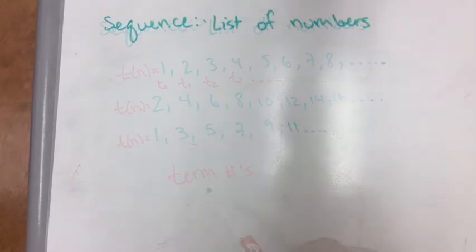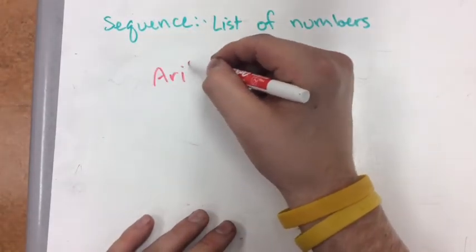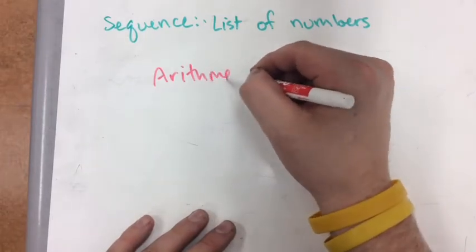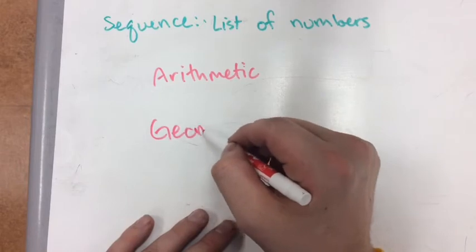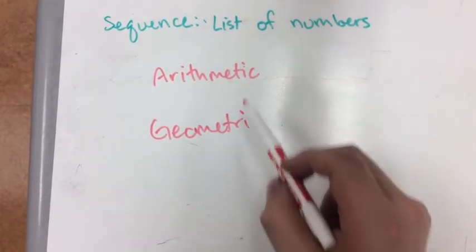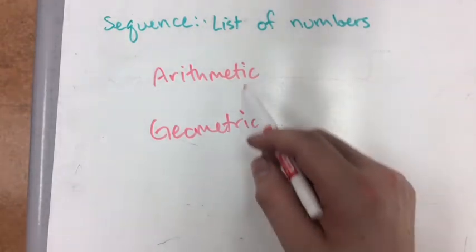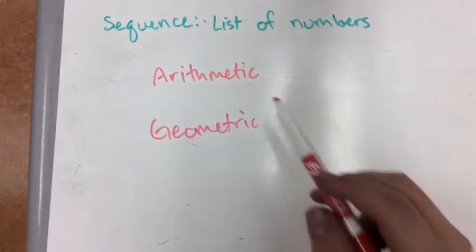So term numbers. There are two different sequences that we want to look at: arithmetic and geometric. There are other types of sequences, but these are the two we're most concerned with because these have patterns that we can follow and create formulas for.